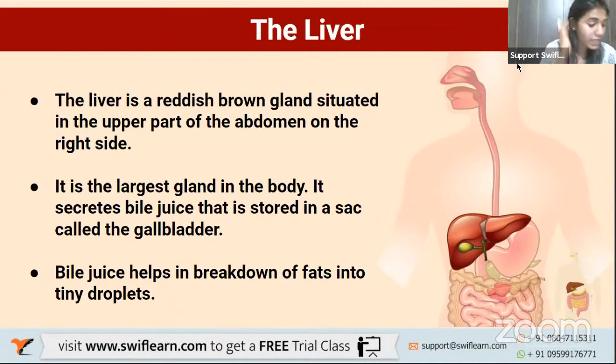Okay, so we have a doubt: why do herbivores have a larger intestine than carnivores? See, herbivores basically eat plants. Plant-eating animals are called herbivores. Now, plants have a cell wall. Animals like carnivores eat animals, right? So these animals don't have a cell wall.